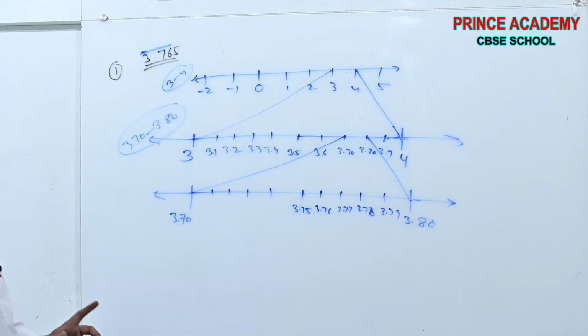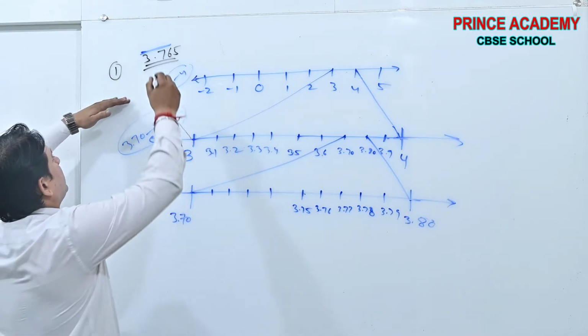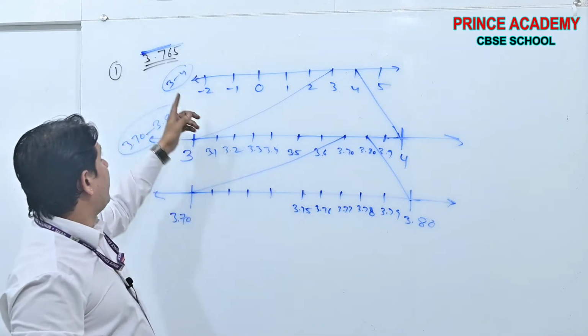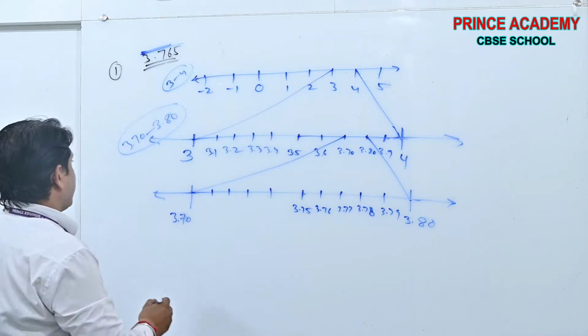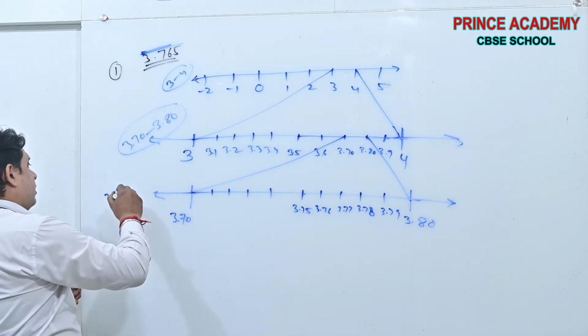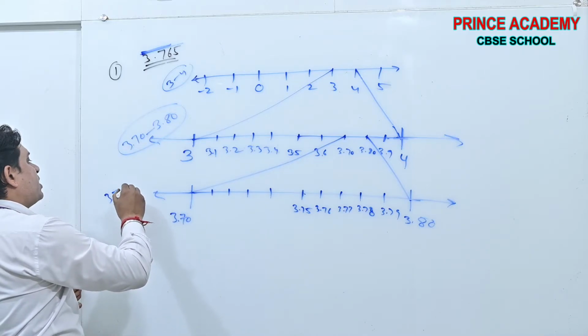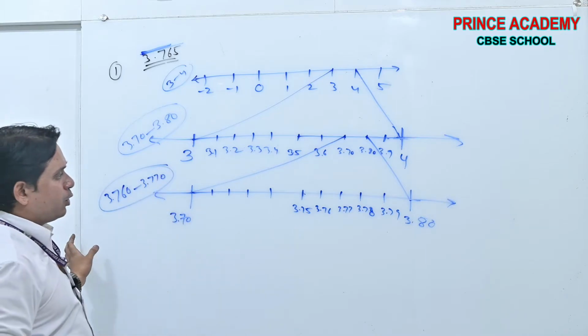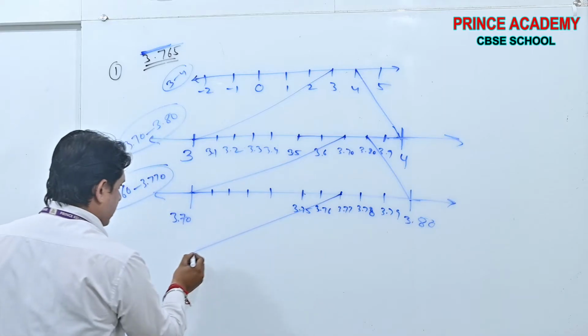Okay, now see what? Take the next step. Now see 3.76 is here and the next is 5. It means it will be in between 3.760 to 3.770. Okay, now see, magnify this.